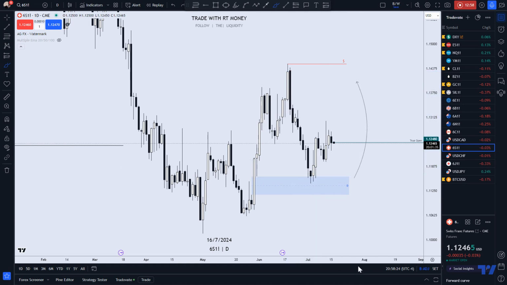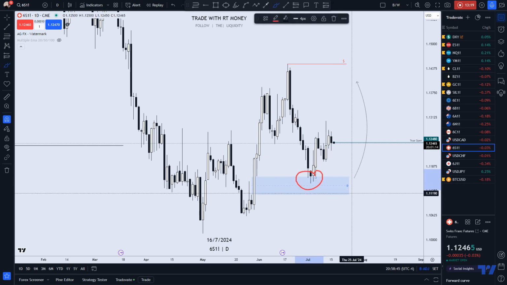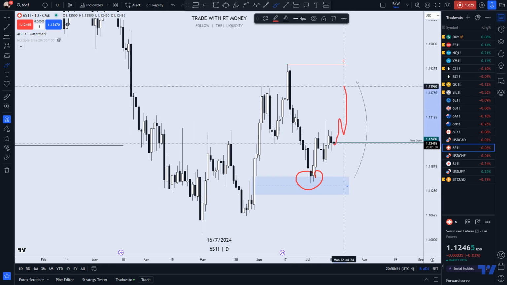In this, I don't see fair value gaps. Okay, I do not see fair value gaps. I want to see them form. And what am I thinking? If I have a weaker US dollar, then this should be heading up. So we are heading up from this bullish fair value gap. I'm looking for more fair value gaps to form as it moves up.